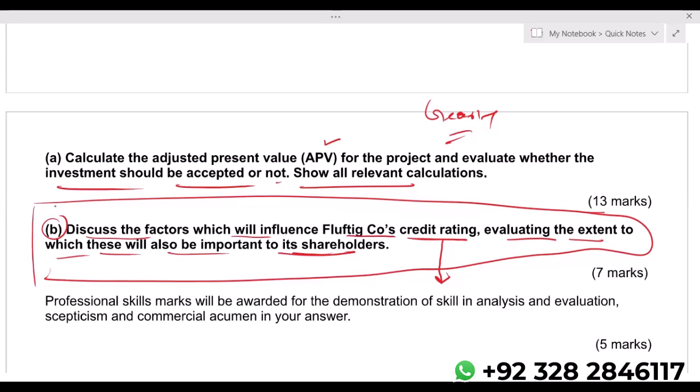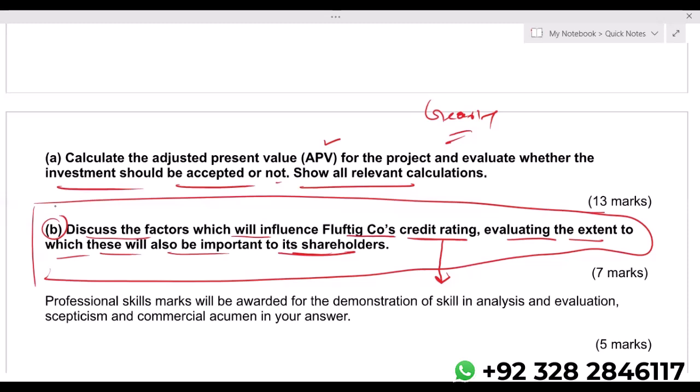7 marks does not mean that you have to bring up 7 valid points, 7 headings. Even 5 headings with the explanation, one heading with an explanation of 3 lines. If you go up to 5 headings and you explain each heading in 2.5 to 3 lines, it's good enough.